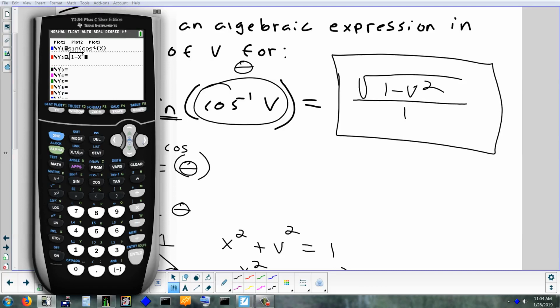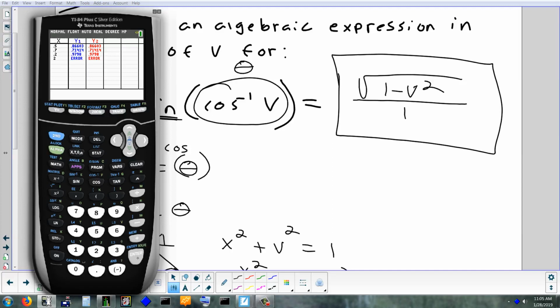If I want, I can really just go to the table and just check some values. All right, so if you plug in 0.5, notice you get the same answer in both, 0.86603, 0.86603. If I plug in 0.7, 0.71414, same answer in both. So what this means is that each formula is giving you the exact same answer. One of the formulas is all algebra, the other one has trig.